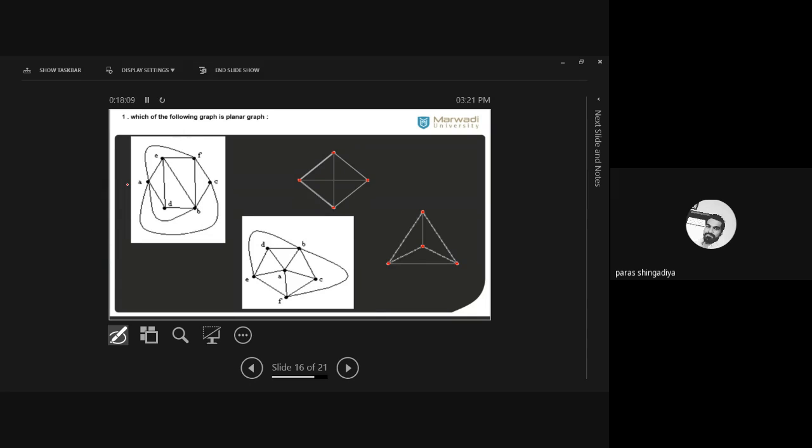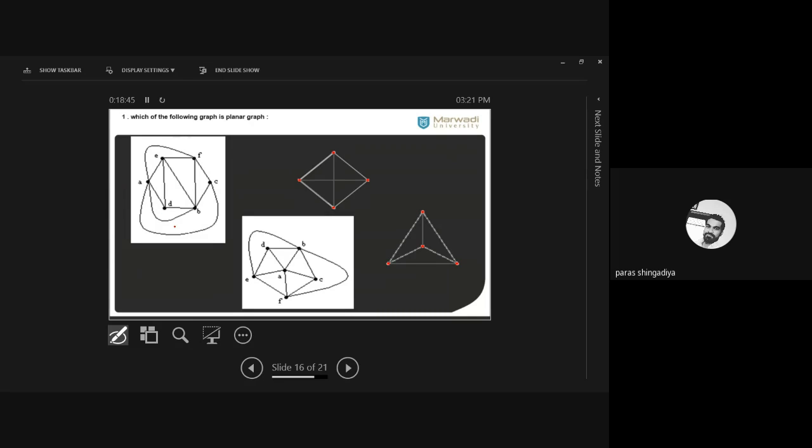What is the answer of the first one? Is it planar? Urvisha, what is the answer of the first one? Urvisha, Devans, Jai, Arjun. Am I audible? Okay, so what is the answer of the first graph? Is it planar? Yeah.